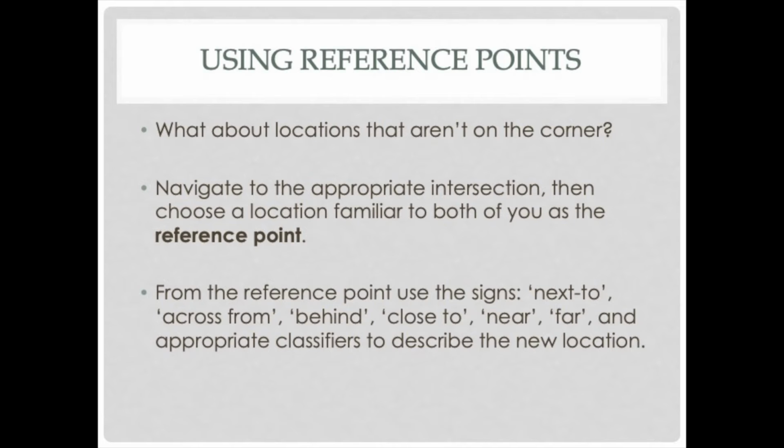Now, what about locations that aren't on a corner? Navigate to the appropriate intersection. Then choose a location that is familiar to both of you as a reference point. From there, use the following signs to describe your location: next to, across from, behind, close to, etc., followed by a classifier to fix the place of the destination.